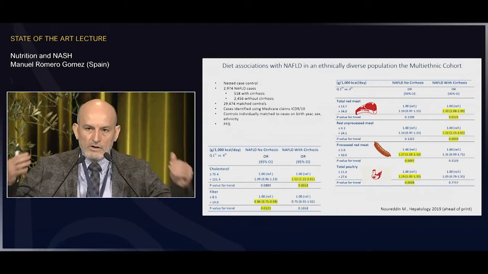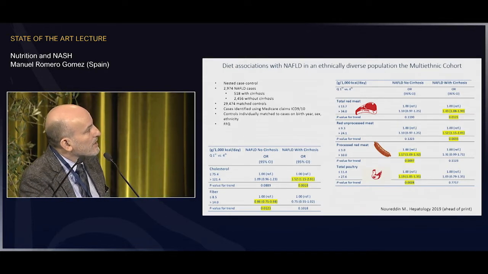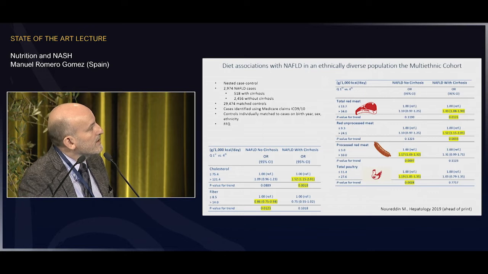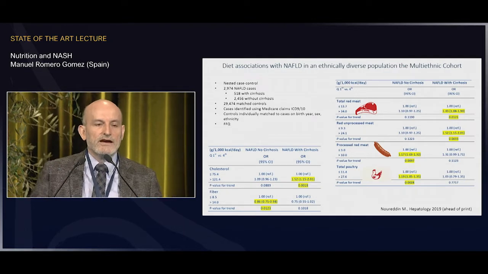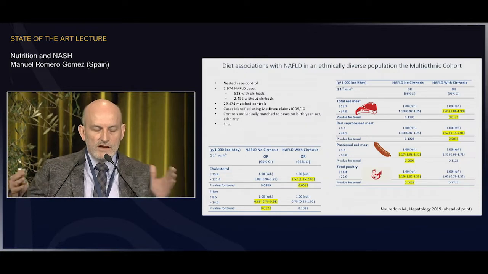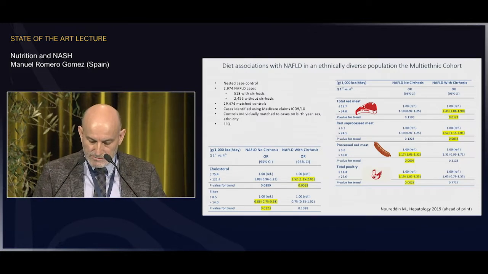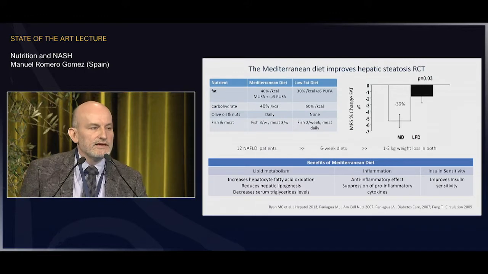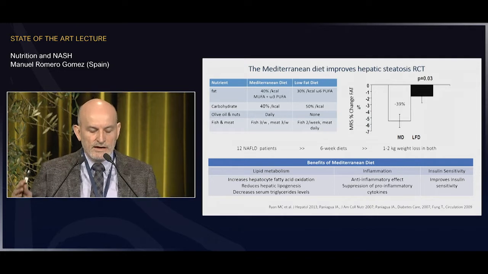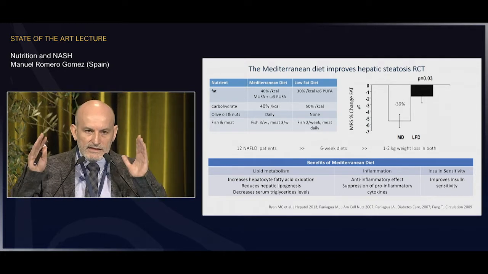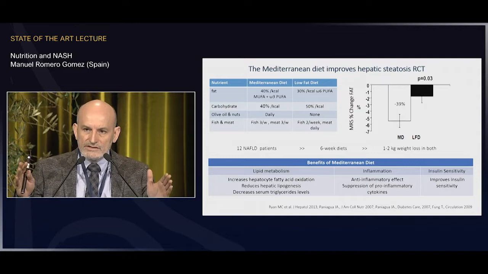How can we play a role in advanced fibrosis? Besides cholesterol, total red meat and unprocessed red meat were also increased in patients with cirrhosis. Poultry was increased in patients without cirrhosis, and also fiber. That means we can classify in the diet some foods that could be recommended in patients with NAFLD. But putting together all the macronutrients and the groups of food, we need to move to a dietary pattern.